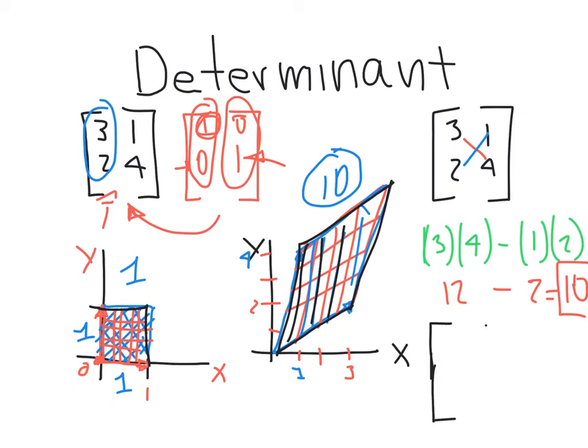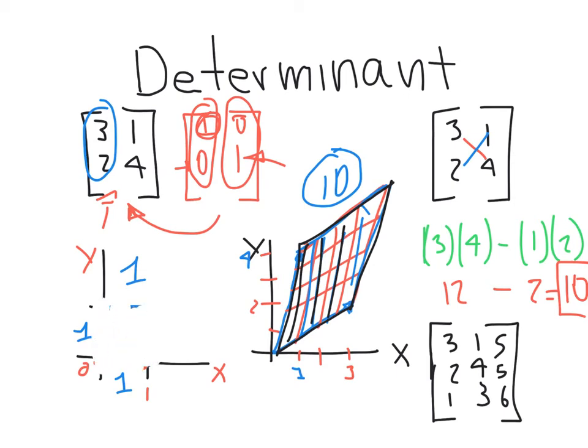So what if the original matrix they are asking us to solve is a 3 by 3, let's say 3, 2, 1, 1, 4, 3, 5, 5, 6. The only thing that changes is that now, instead of thinking about this as a square, we have to picture this as a cube.